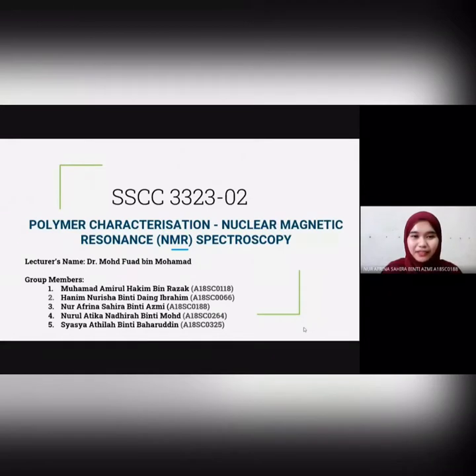In this polymer characterization topic, we are from Group 3 and will present about nuclear magnetic resonance (NMR) spectroscopy. Our group members are Muhammad Amirul Hakim bin Razak, Hanim Nurisha binti Daing Ibrahim, Nur Afrina Sahira binti Azmi, Nurul Atika Nadirah binti Muhammad, and Shasha Atilah binti Baharudin. So, I'm Afrina. We'll start with the introduction part.